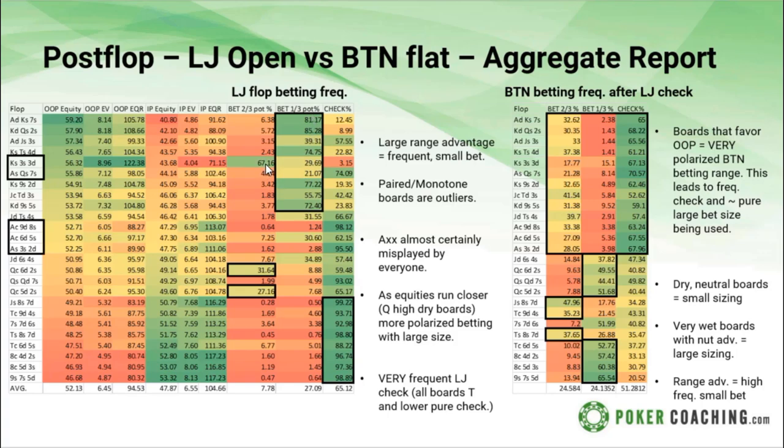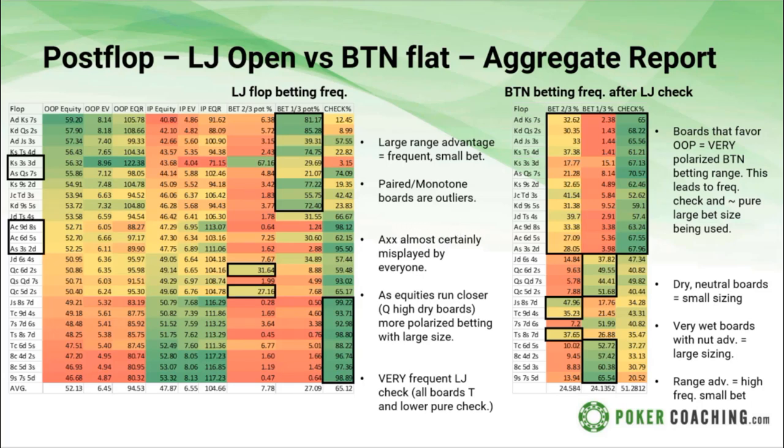Obviously, we have an outlier here, which we'll talk about later, on king 3-3. And then similarly, another outlier here. This is a monotone board, ace-queen 7. We're going to be checking a lot, and we'll go through a monotone board in the quiz section to figure out why that is an outlier.